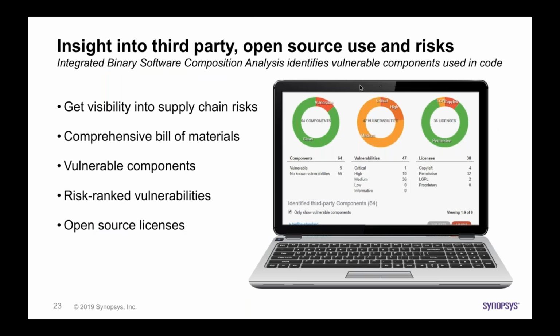Here is yet another aspect of Seeker. The majority of code in modern applications is open source or third party. Third party or open source code increases speed and reduces time to market, and enables developers to quickly build functionality, but it also introduces vulnerabilities and related risks. What Seeker has is integrated binary analysis powered by Black Duck to provide visibility into supply chain risks, to give you a comprehensive bill of materials consisting of information about vulnerable components and open source licenses.